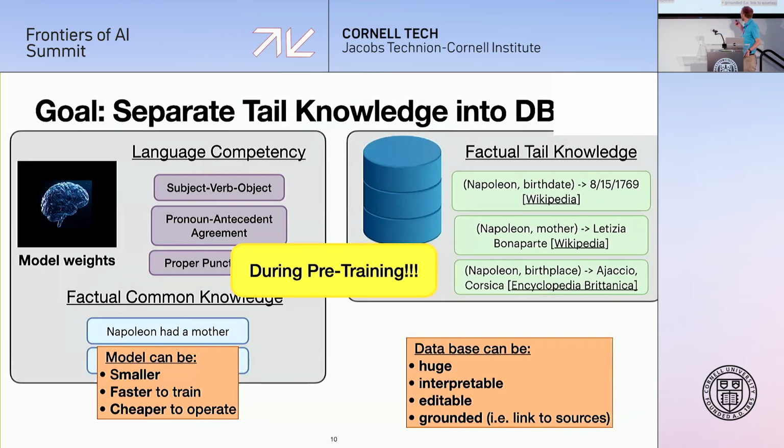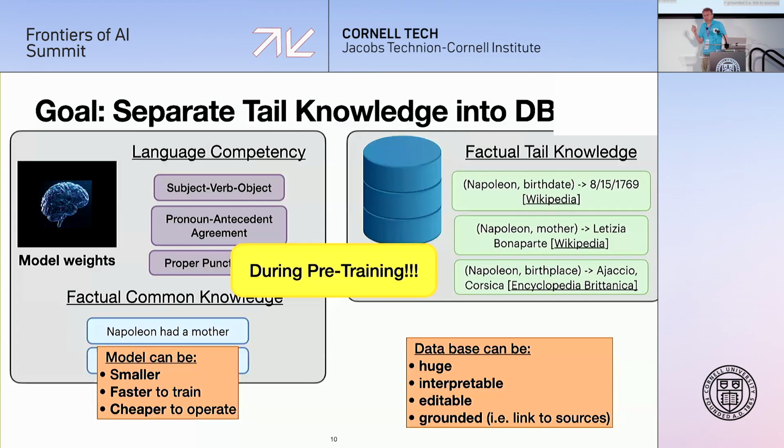The advantage of having things in a database is also that databases can be huge, right? We know how to extend databases. We know how they work. They're really, really powerful, and it's interpretable, right? You can look at the database and know exactly what's going on inside of it, whereas with the neurons, you don't know what's stored in there, right? Further, if some facts change, for example, a new president gets elected, you don't have to retrain your model. You just change the entry in the database, right?